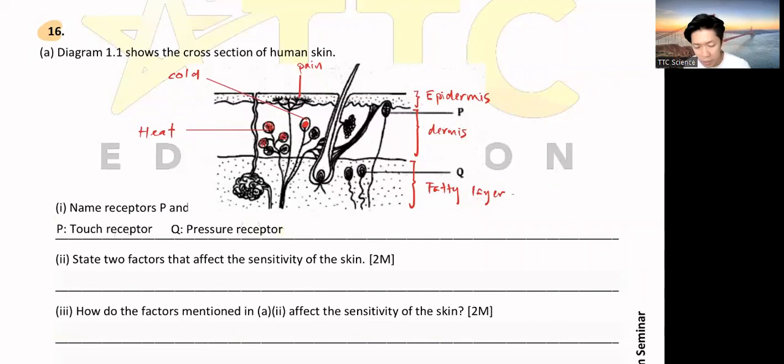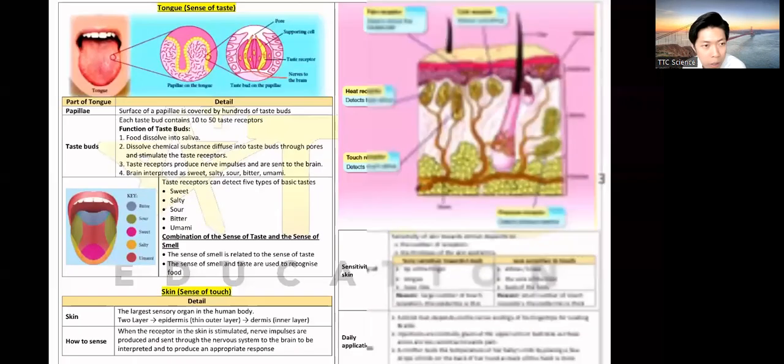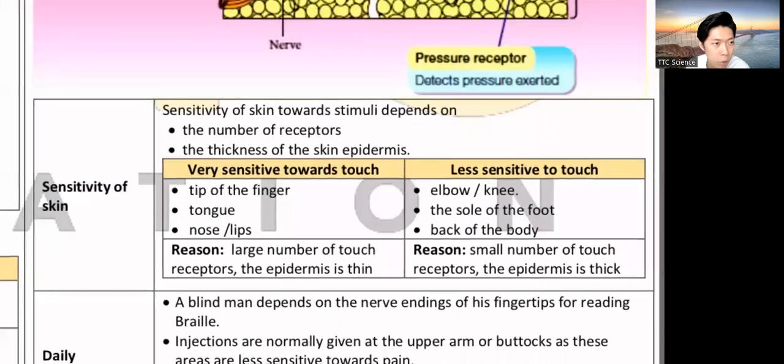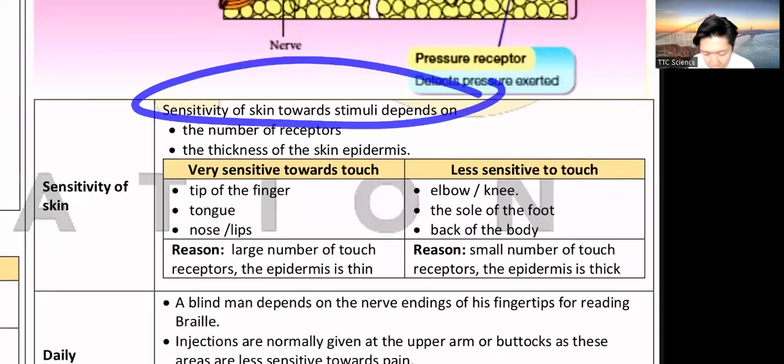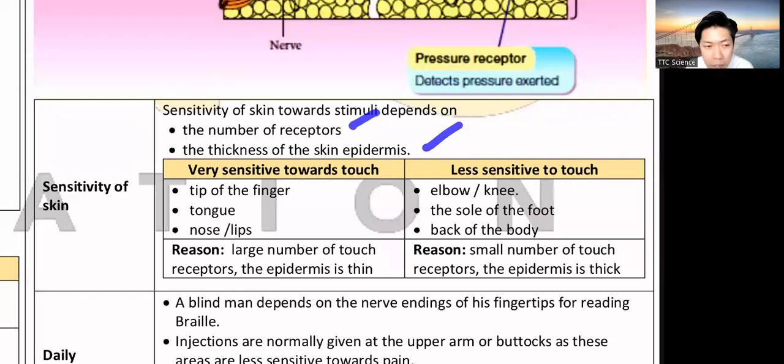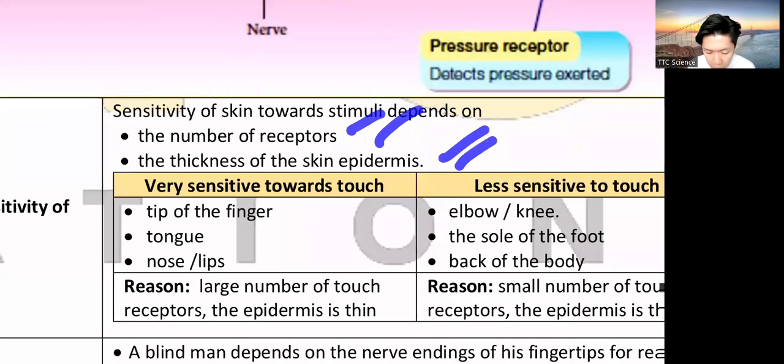2 factors affect the sensitivity of skin. Okay, let's go to the skin part here. 2 factors that affect the sensitivity. I'll answer your copy. The number of receptors and the thickness of epidermis.